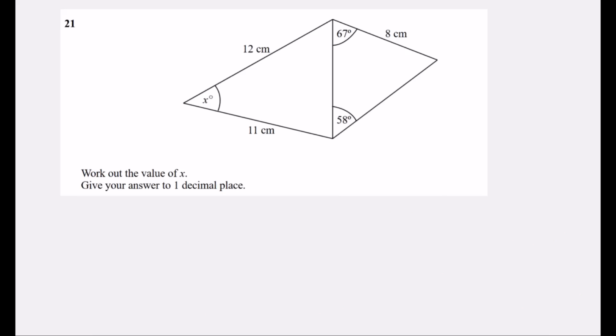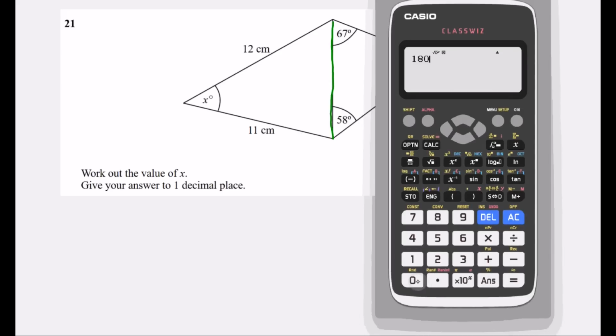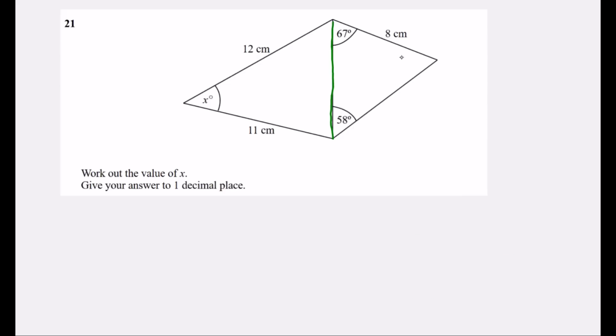Question 21. Work out the value of x, giving your answer to one decimal place. So this is the sine rule and the cosine rule this time. Firstly, if we work out this middle one using the triangle on the right, that would be the sine rule, then we can use the cosine rule to work out x for the triangle on the left. Let's start by finding this missing angle. So 180, take away 58, take away 67 is 55 degrees.